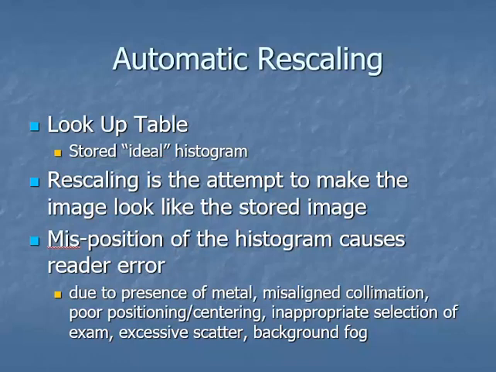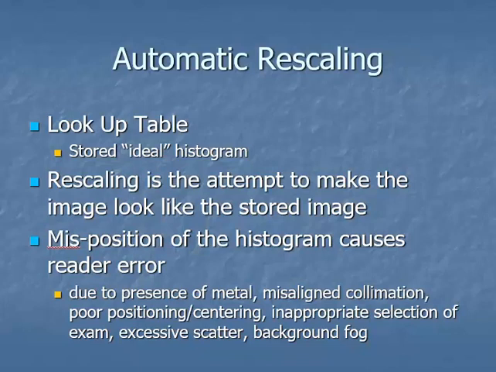And then they look at 5 different chest x-rays and say, I like chest x-ray number 3. Those chest x-rays and the histograms associated with them become the lookup table for each of those exams. So that's the image that every exam of that type gets compared against. Rescaling is the attempt to make your histogram look like the lookup table. It's done automatically and is referred to as automatic rescaling.